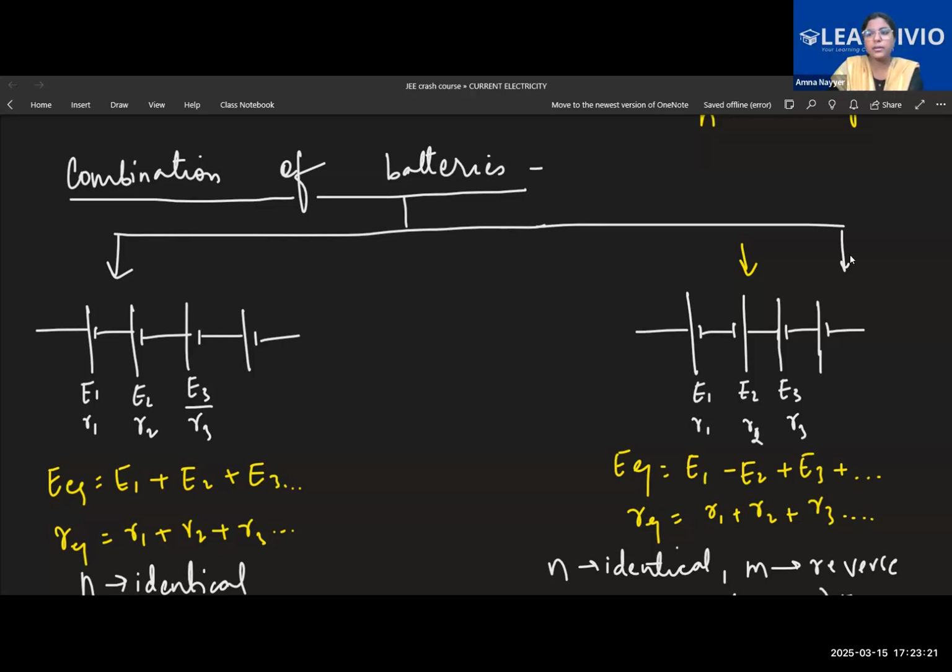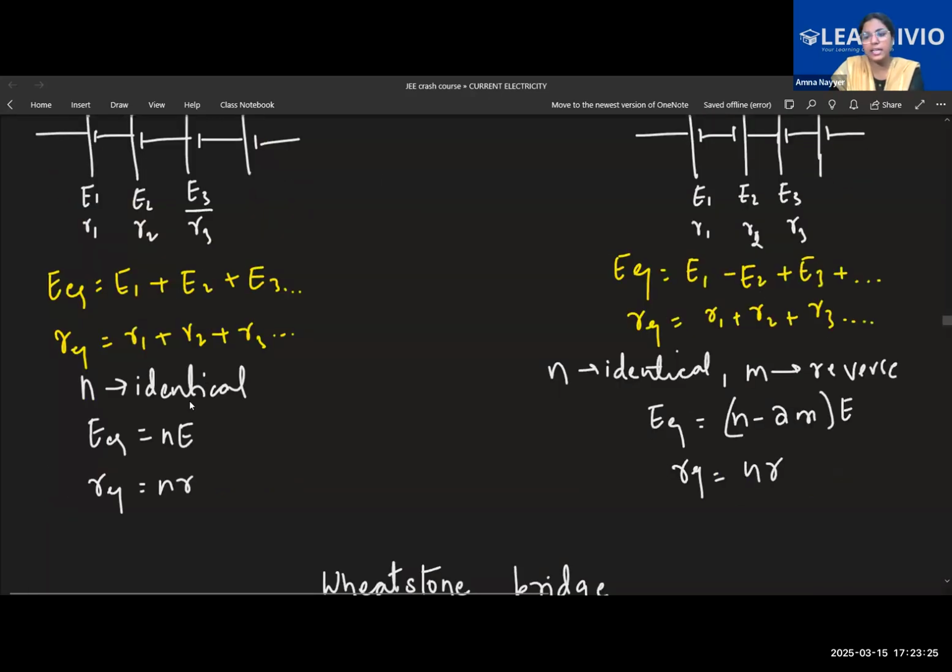Now, there's a question that has come before. When n number of identical batteries are connected, E equivalent will be Ne, R equivalent will be Nr. This is easy for you to know. But if reverse happens, meaning n number of identical batteries are connected, and M are reversed. Like here, one was reversed.